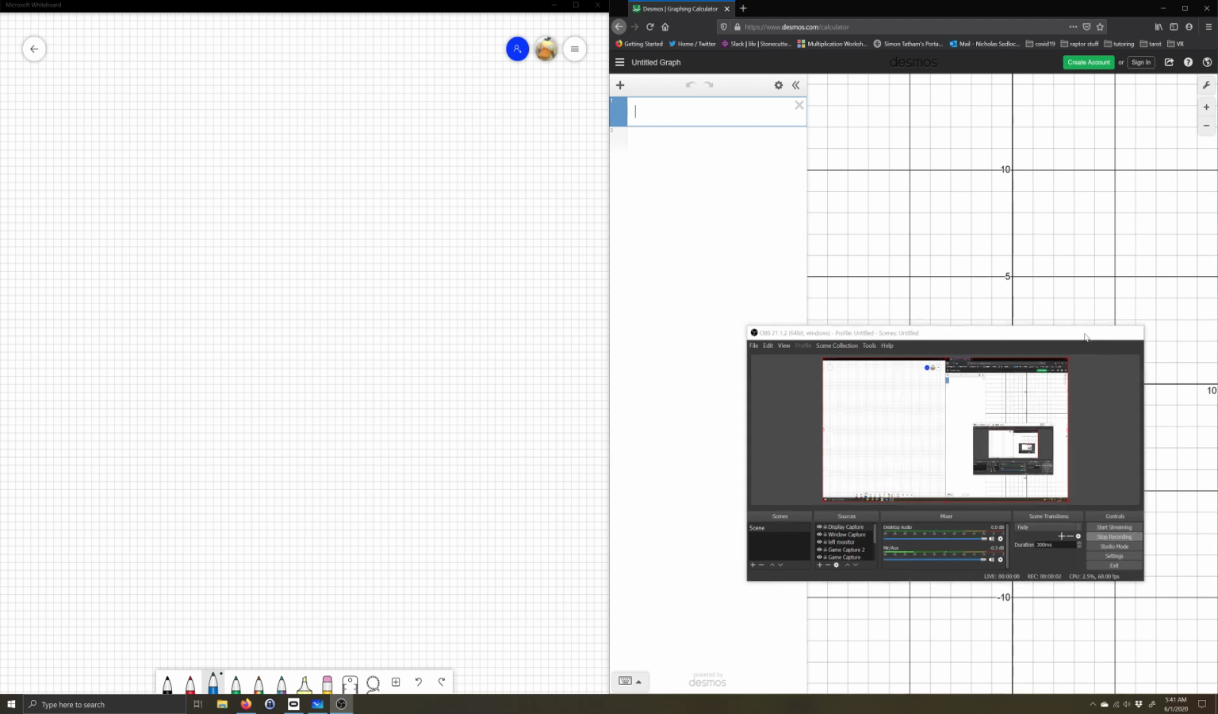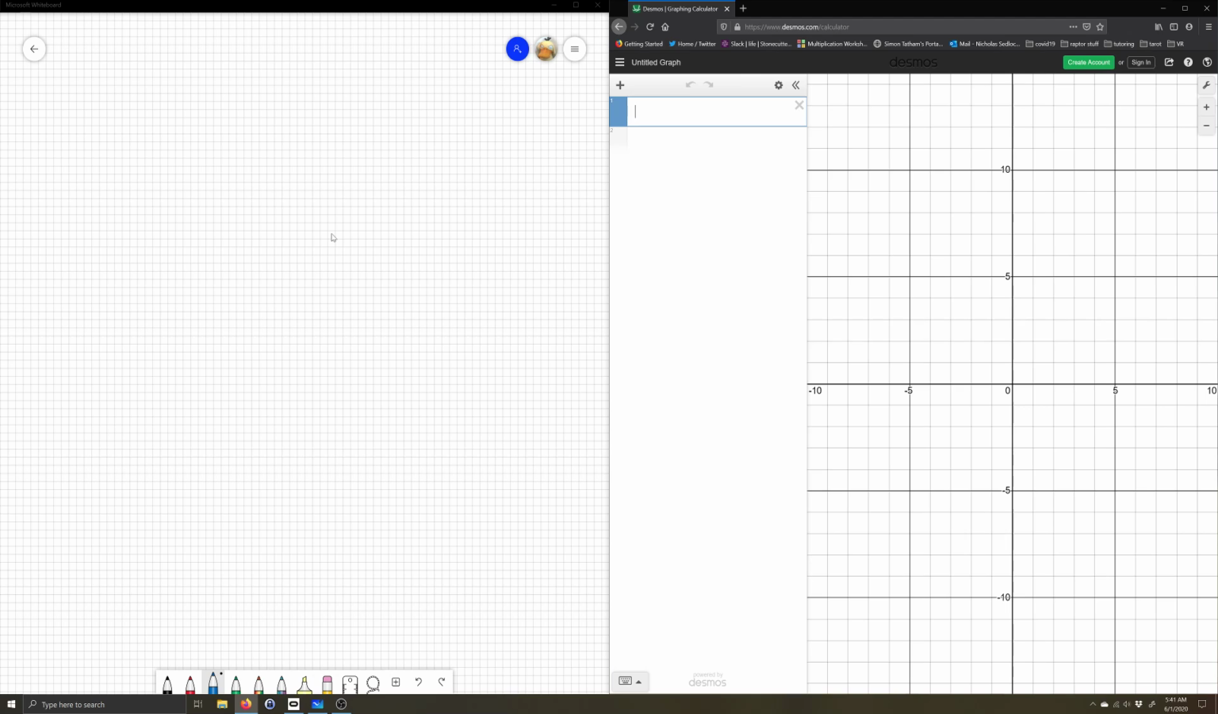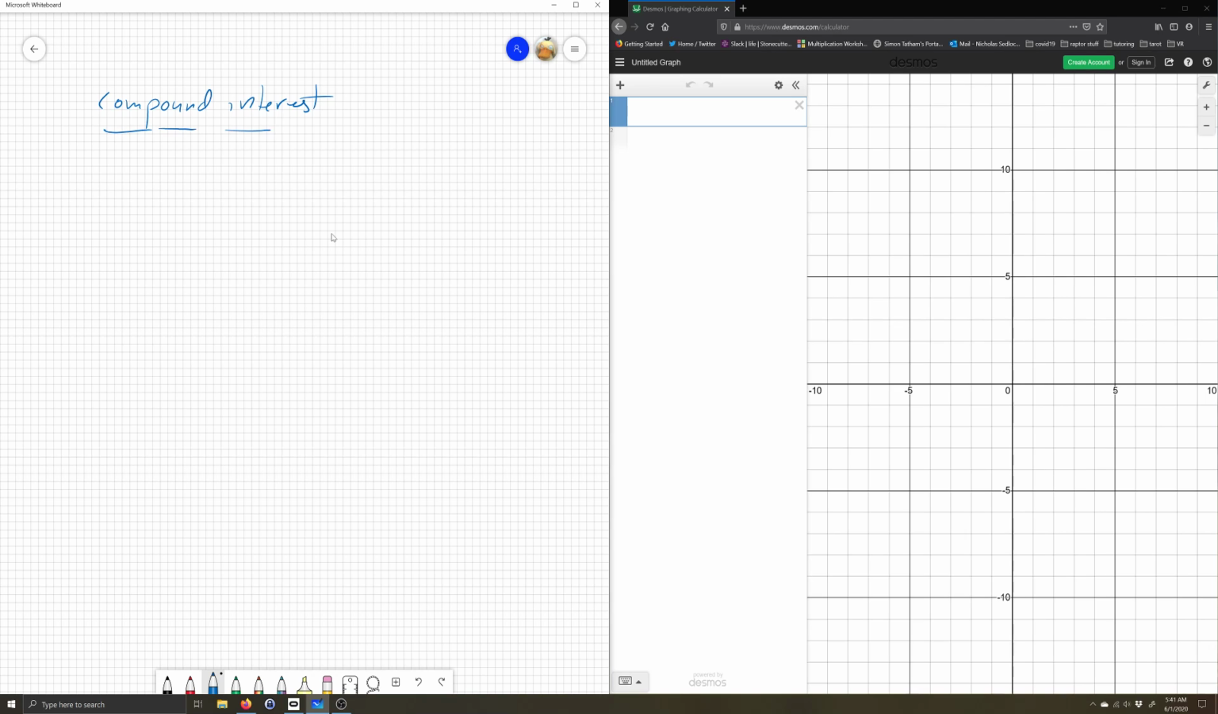All right. So compound interest is why we are interested in exponential functions. So the basic idea is, let's say I have $1,000. We're investing at 5% interest, and let's say it's compounded annually.